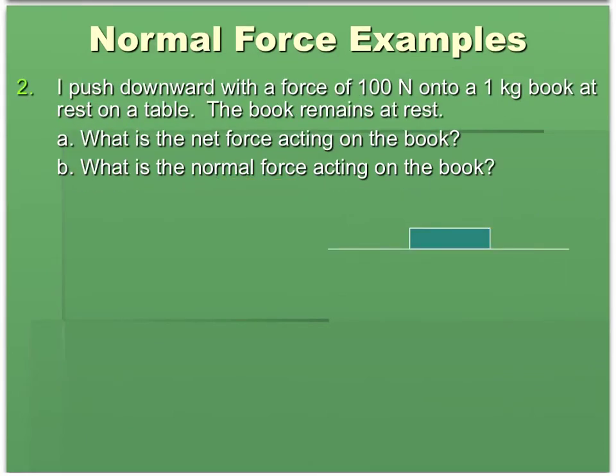Okay, in this particular problem, we have a book, again, on the surface of a table, and we're pushing downward on the book with a force of 100 newtons. So there's our applied force of 100 newtons, and we know that this book is, again, having a mass of 1 kilogram. I know gravity is going to act on this book as well, and so we know that Fw is going to be equal to mg, or 1 times 10, which is 10 newtons. And again, we see the book is remaining at rest.